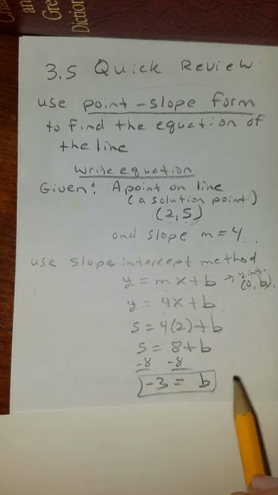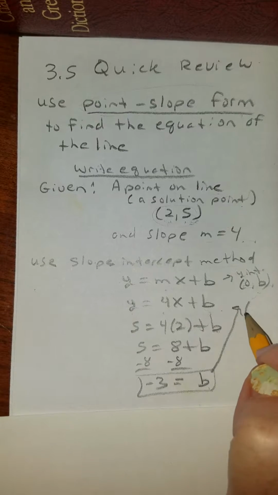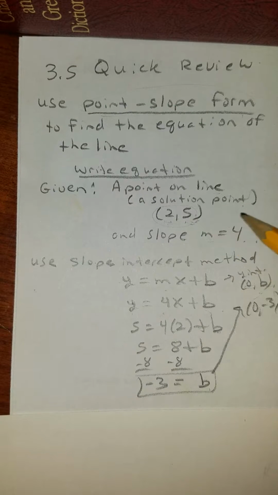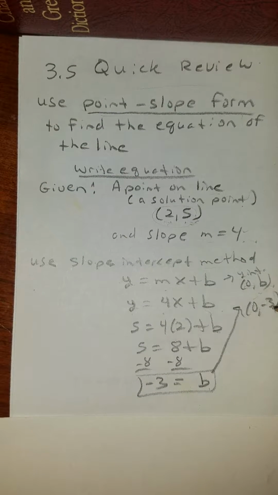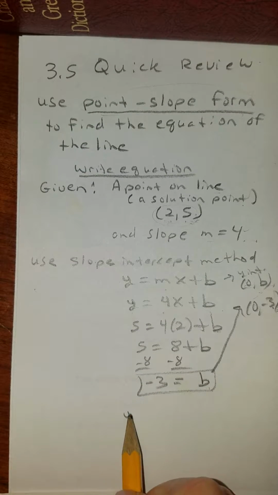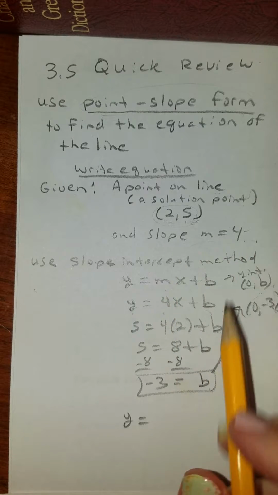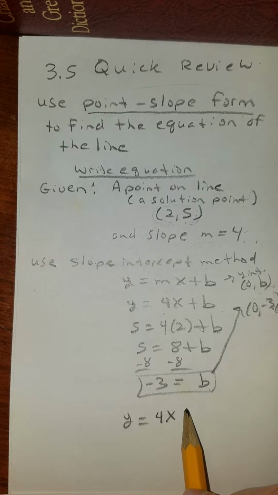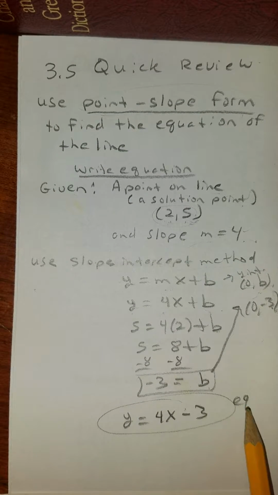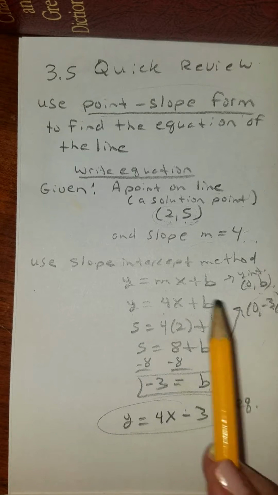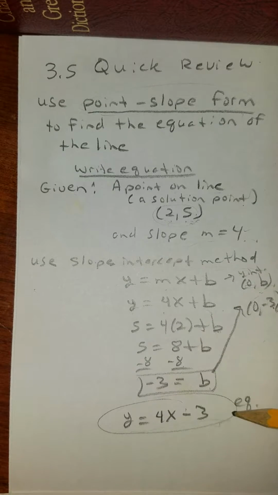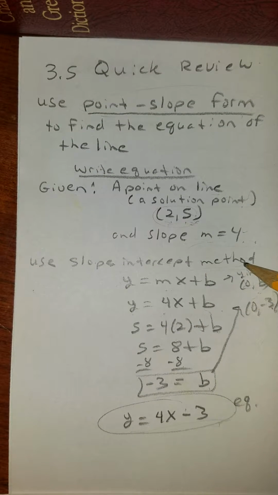So I now know what the y-intercept is. The y-intercept is what? (0, -3). So now I have a slope and a point, which we did last section, and so I can now write this as y equals, my slope was 4, and b is negative 3. So this here is the equation of the line in the slope-intercept form, and I used the slope-intercept method by just plugging in what information I had and solving for b. That's using the intercept method.